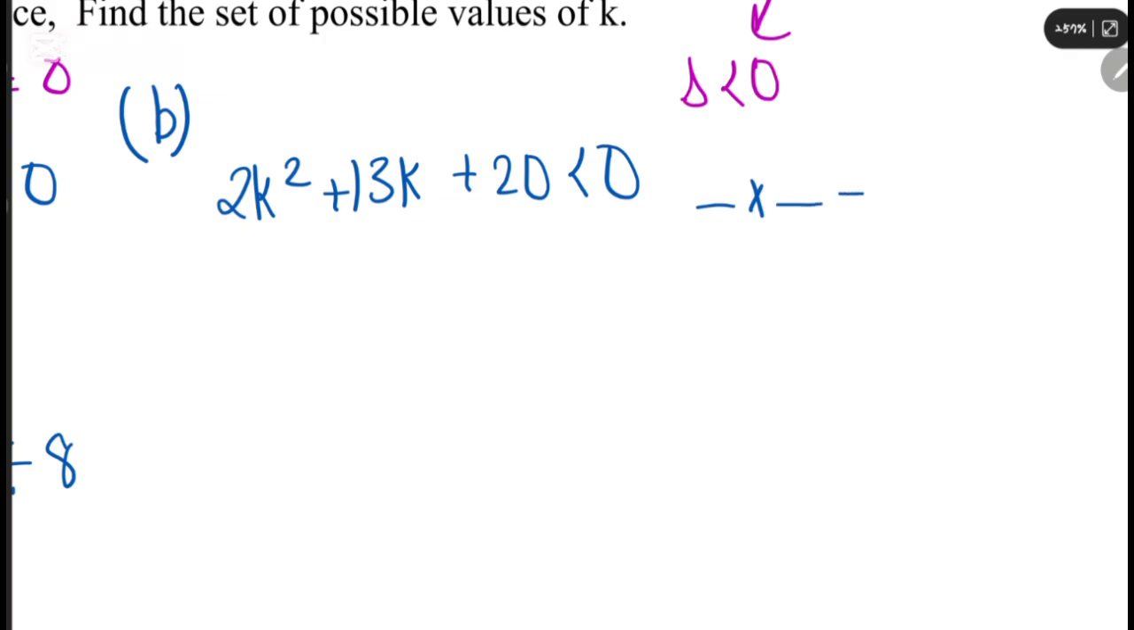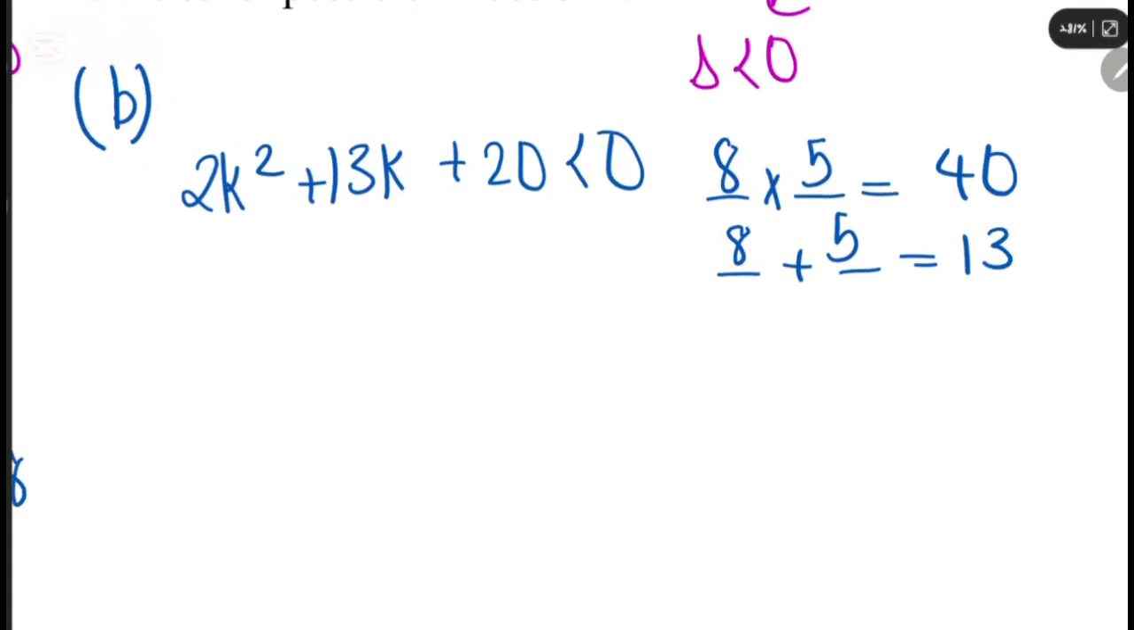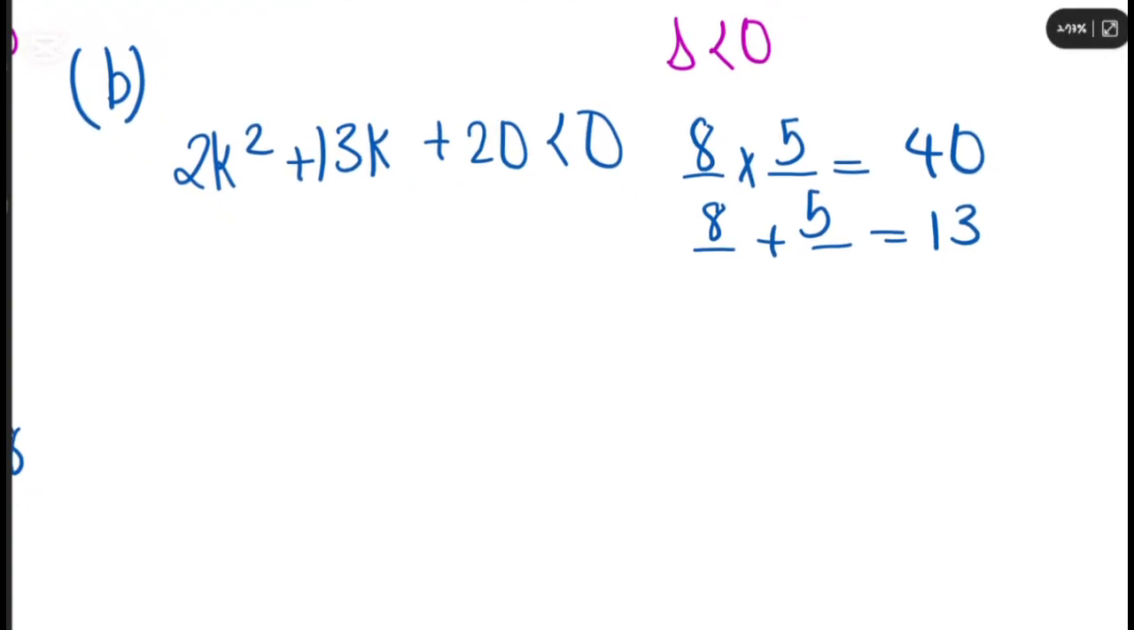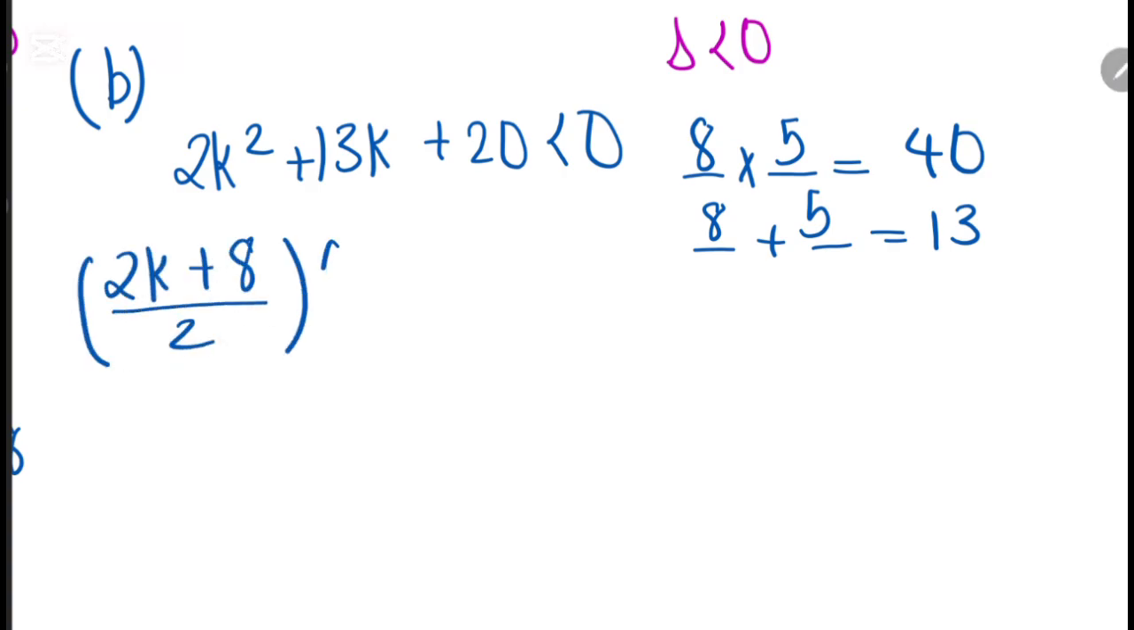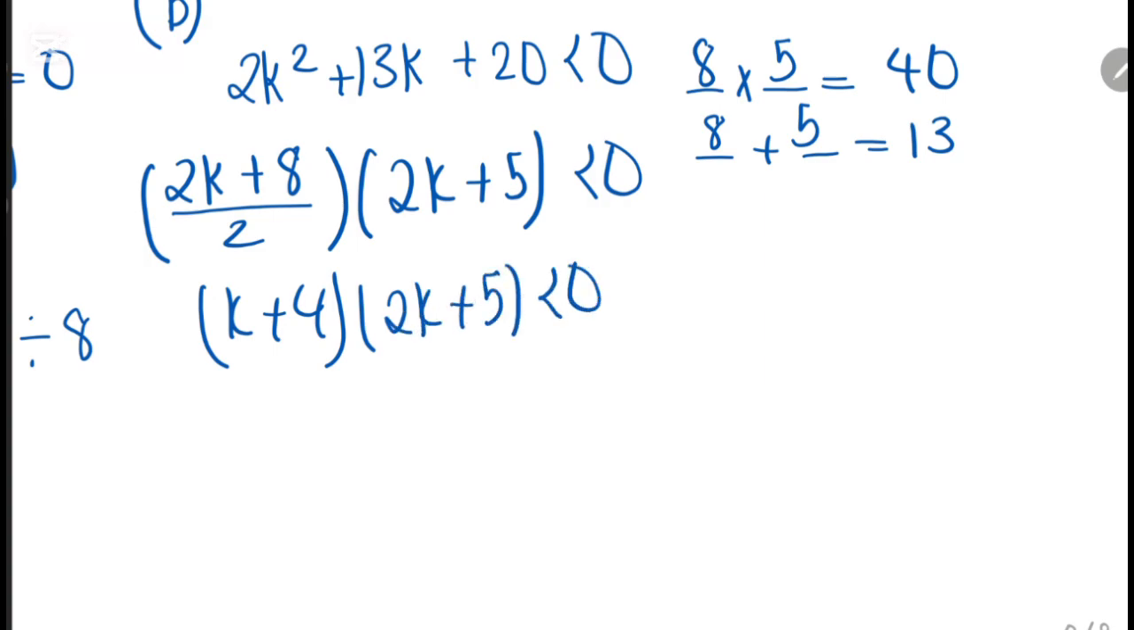So what multiplies together to equal positive 40? What adds to 13? Let me see. 8 and 5. Yeah, 8 and 5. A little bit of forgetfulness there. Okay, 8 and 5. So again, start factoring. You get k plus 4, 2k plus 5 is smaller than 0.